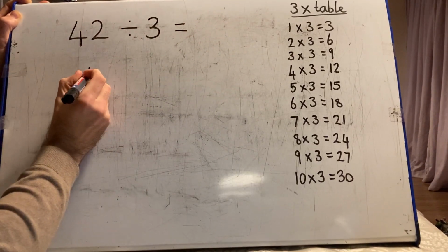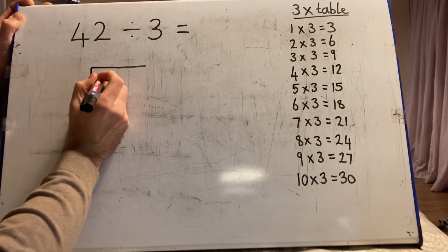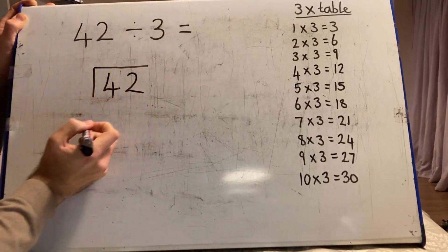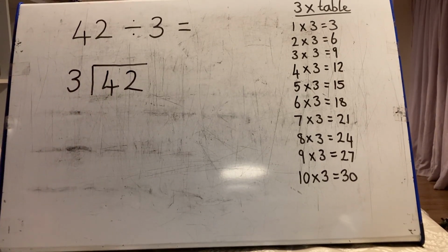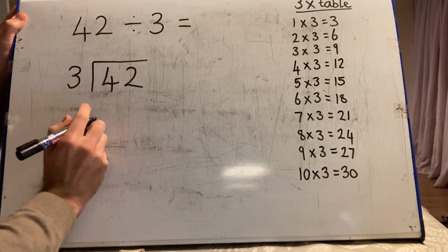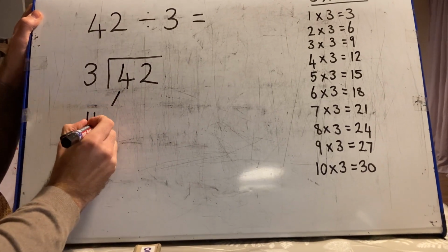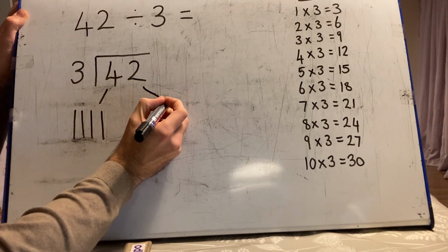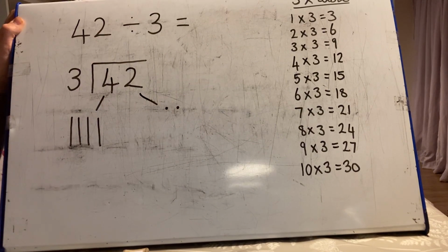Again, bus stop first. My dividend, 42, my greater number. Divisor, 3 goes on the outside. Now if we look here, again, if you need to, I can partition it first of all. 42 is made up of 4 lots of 10, 30, 40. 2 units, 1, 2.